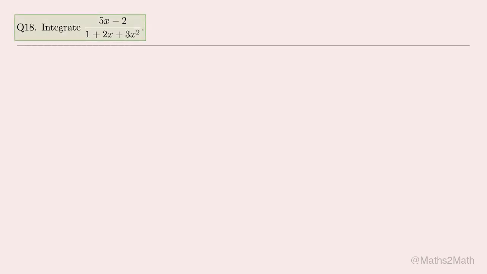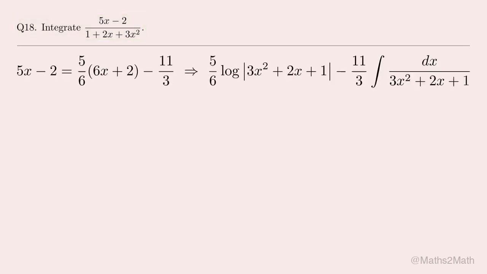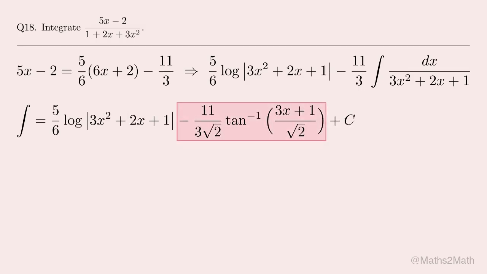Question 18. Write the numerator as a multiple of the derivative plus a remainder. A log plus an arctangent. 5x minus 2 is 5/6 of 6x plus 2, minus 11/3. The remaining integral completes the square to an arctangent.